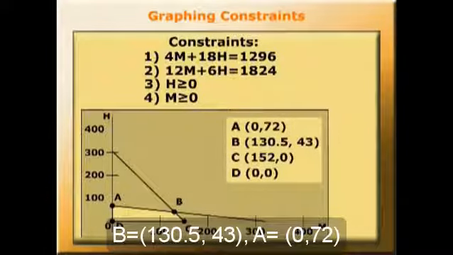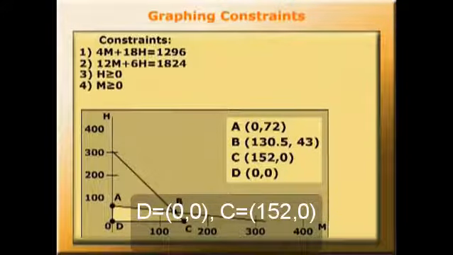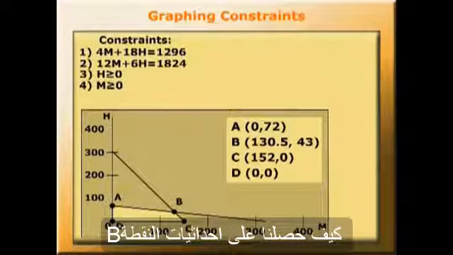Point A has the coordinates 0 and 72. Point B has coordinates of 130.5 and 43. Point C has coordinates of 152 and 0. And point D has coordinates of 0 and 0. It may not be at all obvious how we got point B.